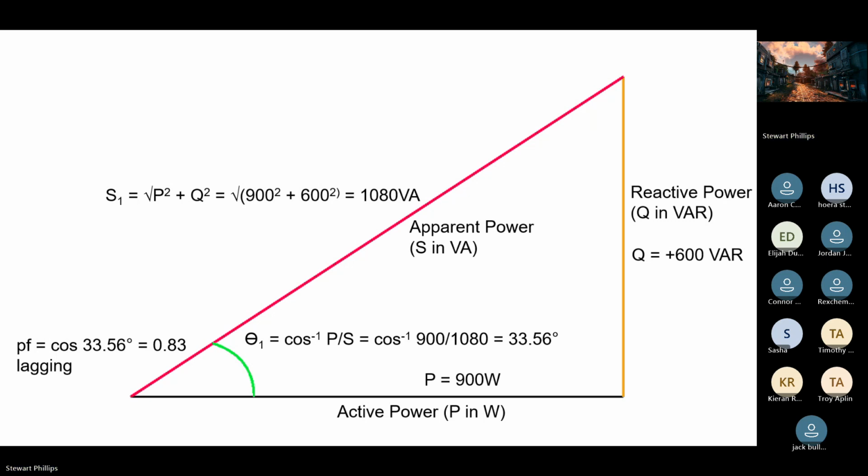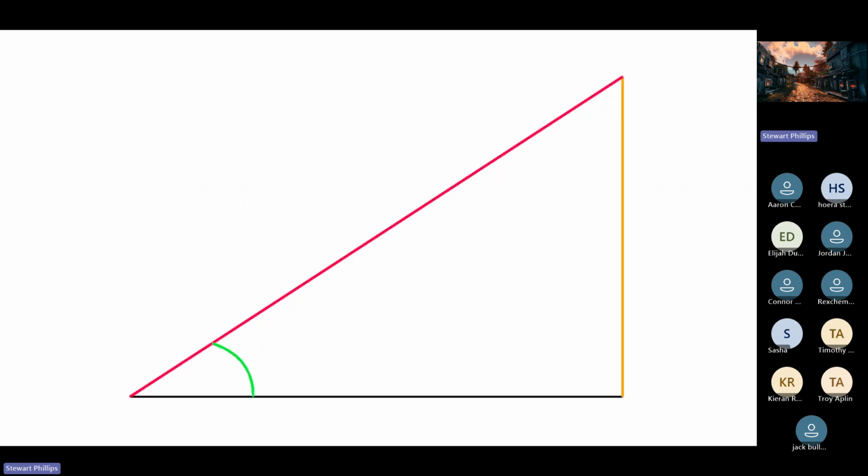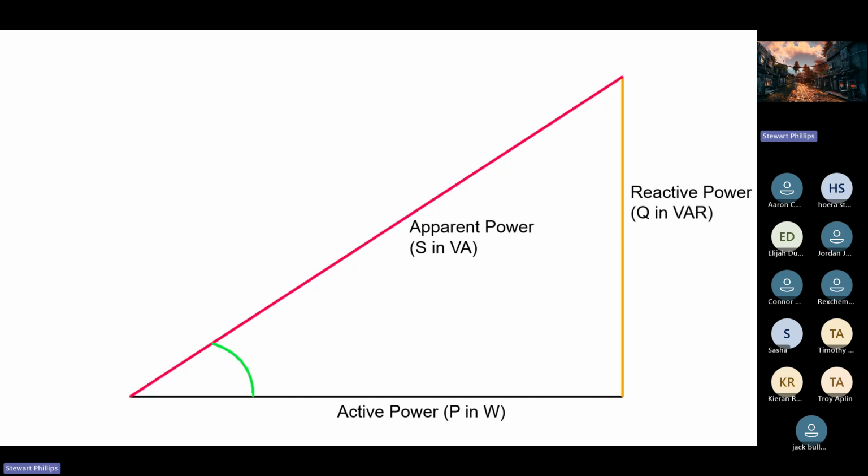Cool. So now we can look at correcting it. We still have our active power, our reactive, and our apparent. Our power is still 900 watts. But what we're going to do is take 450 VAR of capacitive reactance and add it to Q, our capacitive VAR. So Q net is 600 minus 450, which gives us 150 VAR.